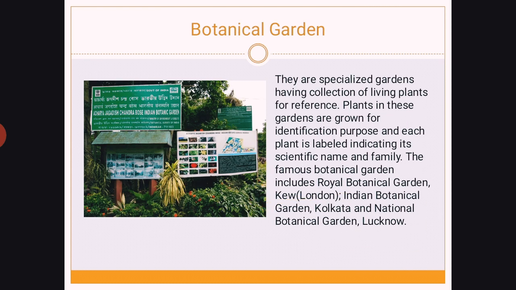The next aid is Botanical Garden. It is a garden-like place where the living plants are taken care of. All the plants are well maintained and properly identified and labeled by their local and scientific name as well as their family. It is also very important for further reference of identification.